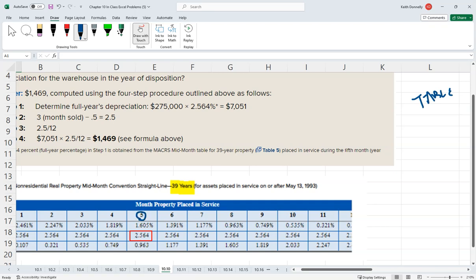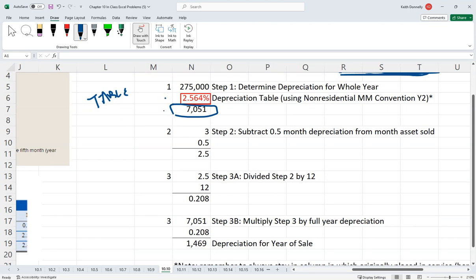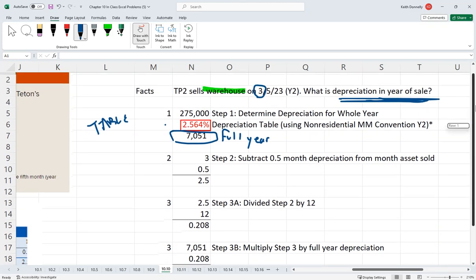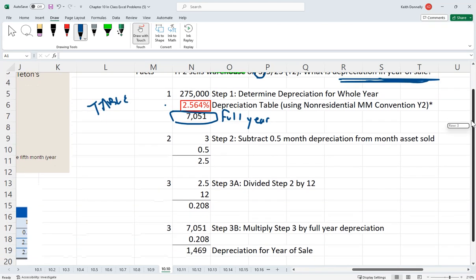May was when we bought it. We placed it into service there. 2.564. There you go. That's for a full year. However, we didn't keep it for a full year. We sold it. Let's see, how many months into the year? In March there: January, February, March.